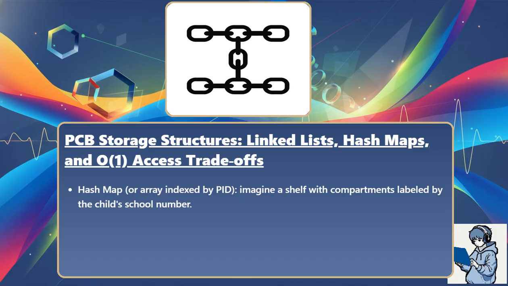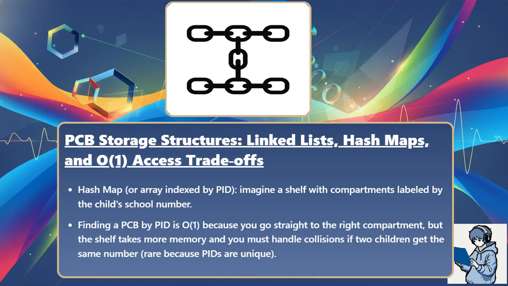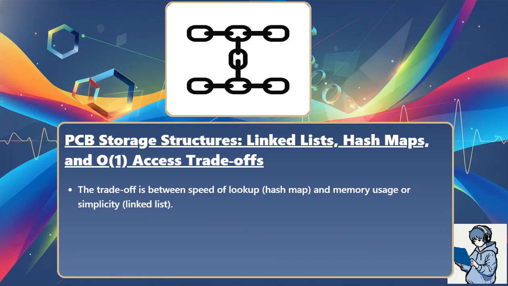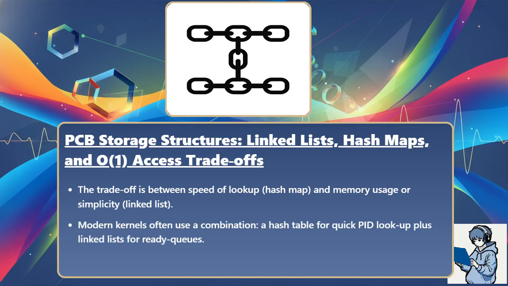Hash map or array indexed by PID: imagine a shelf with compartments labeled by the child's school number. Finding a PCB by PID is O(1) because you go straight to the right compartment, but the shelf takes more memory, and you must handle collisions if 2 children get the same number, rare because PIDs are unique. The trade-off is between speed of lookup (hash map) and memory usage or simplicity (linked list). Modern kernels often use a combination: a hash table for quick PID lookup plus linked lists for ready queues.